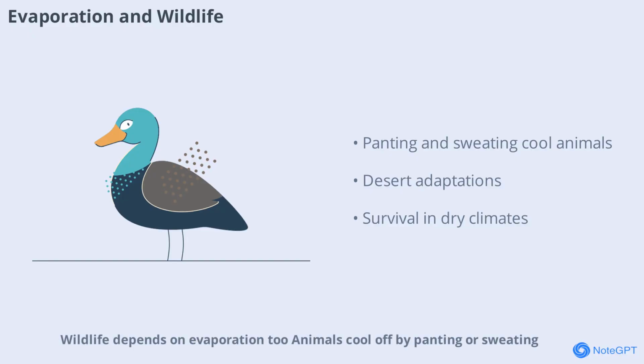Wildlife depends on evaporation too. Animals cool off by panting or sweating, both of which rely on evaporation. Some desert animals have adapted to minimize water loss by reducing evaporation from their bodies. These adaptations help them survive in harsh, dry environments where water is scarce.